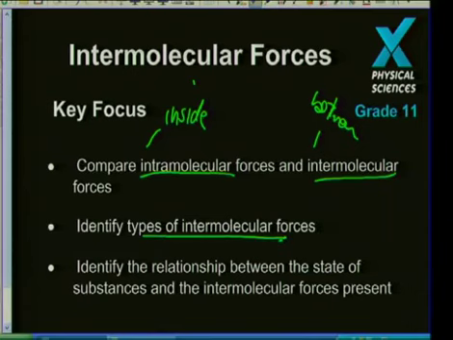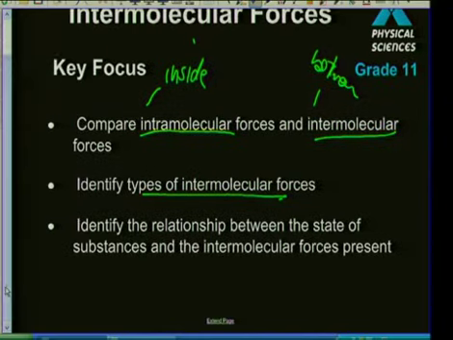And so that's the next thing we're going to do. We're going to identify different types of intermolecular forces. They're not all exactly the same, because the type of intramolecular force, or the type of chemical bonds, are not all the same, and that will influence the type of intermolecular force.